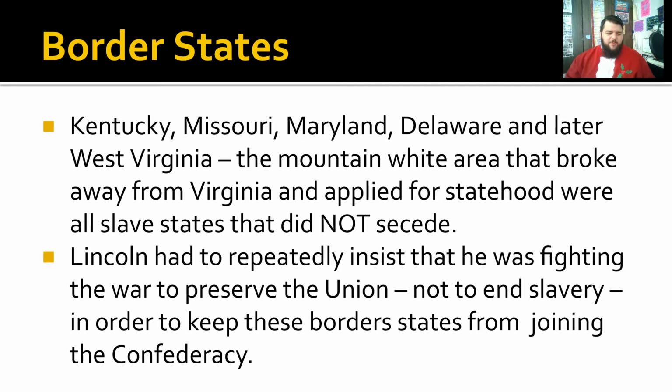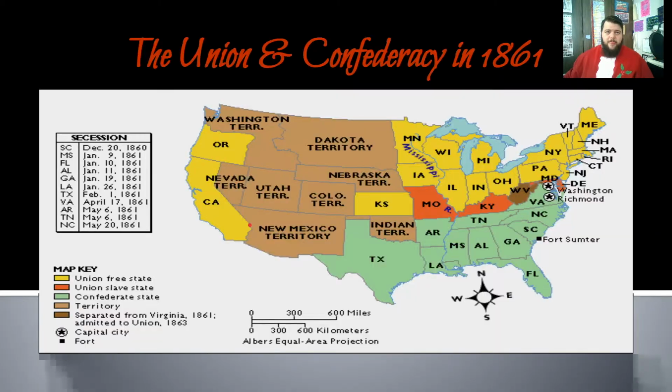Lincoln, on his part, has to continually say, partially because I think he believes it, but partially for the benefit of those states, that this war is not about slavery. It's about preserving the Union. Not about slavery, preserving the Union. Because if it becomes about slavery, he loses Kentucky, Missouri, Maryland, Delaware, and West Virginia.